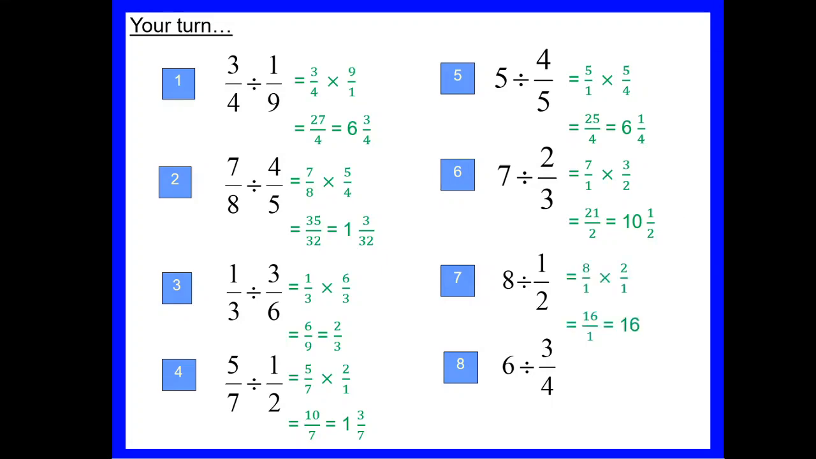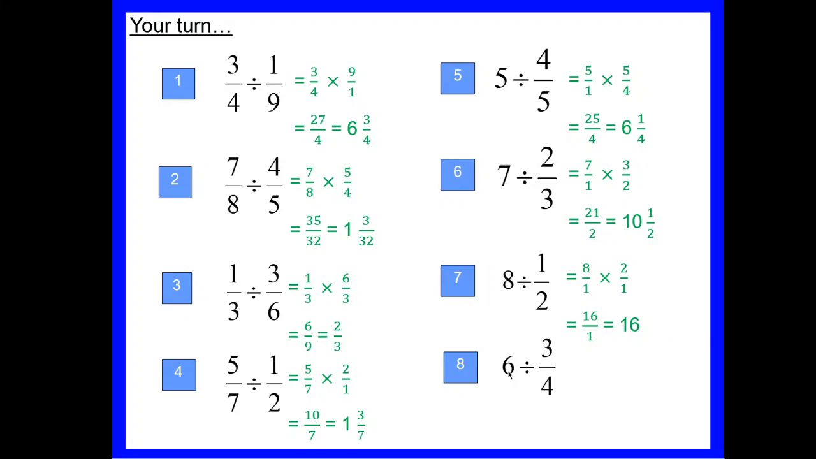Same for the next one, so 8 over 1 times by our flipped fraction of 2 over 1. 8 times 2 is 16. And 1 times 1 is 1. 1 fits into 16, 16 whole times with no remainders, so just 16.